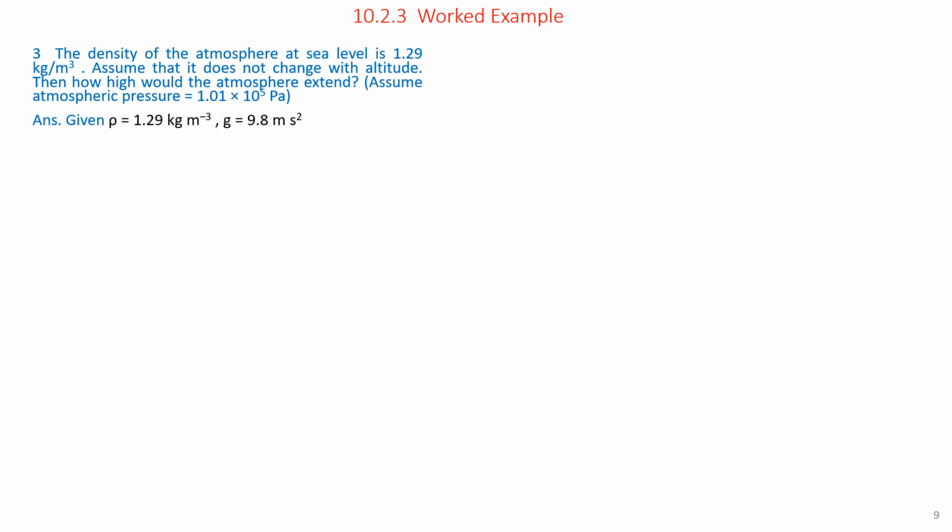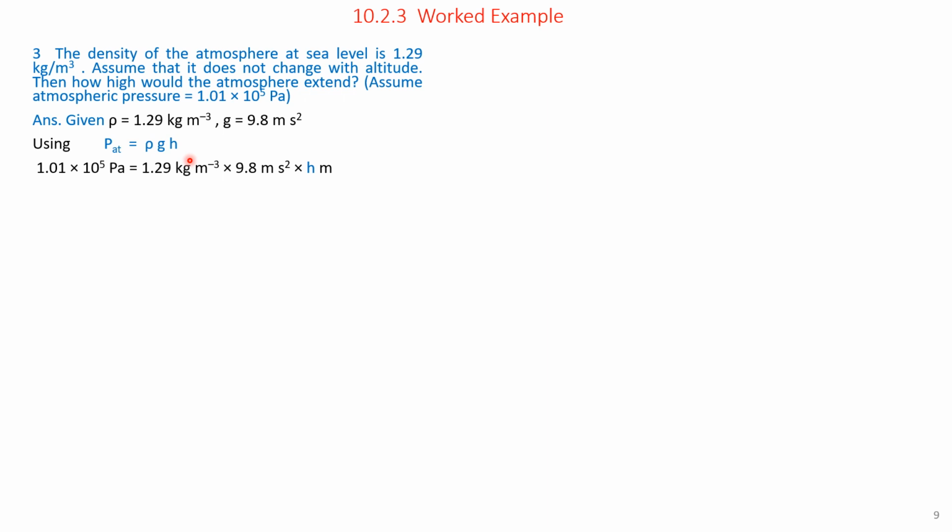Answer. Now first we will note down the given quantities. It is given rho is equal to 1.29 kg per meter cube and acceleration due to gravity g is equal to 9.8 meters per second square. So using the relationship, atmospheric pressure Pa is approximately equal to rho gh.